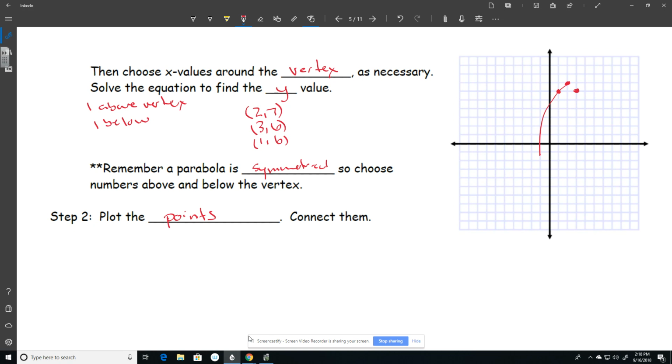This is going to come down. This is going to come down. And it's going to look something like that. Maybe not perfect, maybe not exactly like that, but it's going to look something like that picture. Okay?